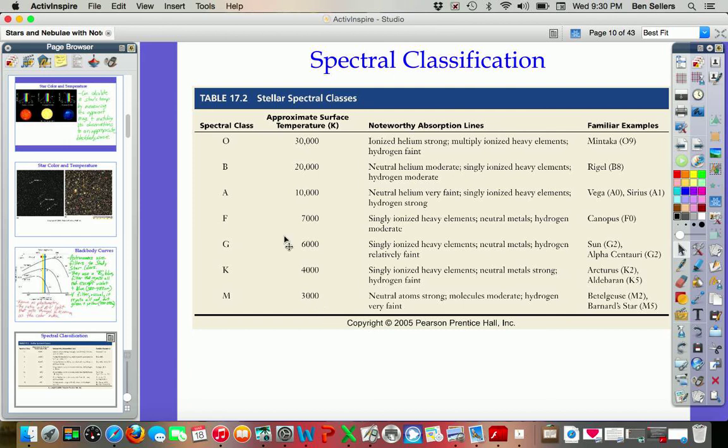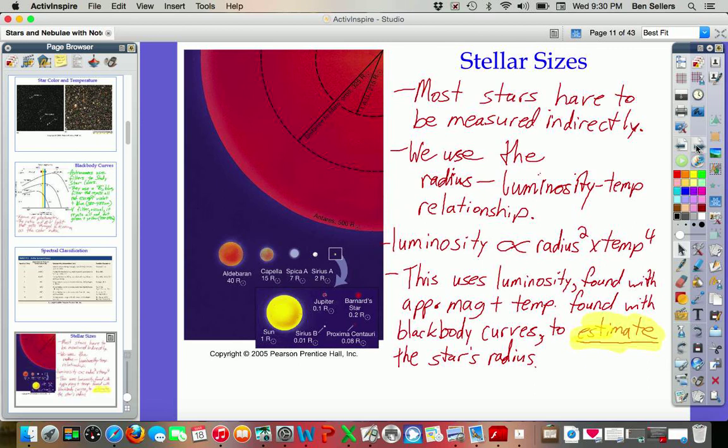Acronym, or not acronym, is it acronym? I don't remember. Mnemonic. Is "Oh, be a fine girl or guy and kiss me." So, "Oh, be a fine girl and kiss me." O being the largest. So there's really large stars in the universe. When you compare it to our star, for instance, our star is a fairly small star. It is a dwarf. It is a yellow dwarf.